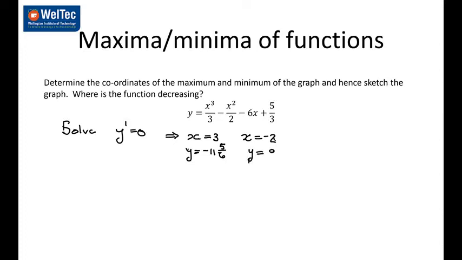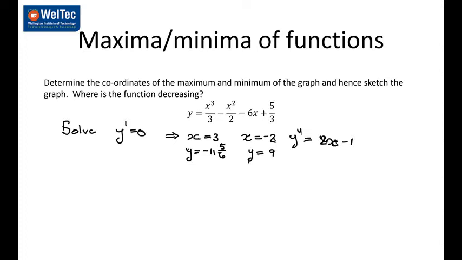Now we can see from looking at that, 9 is the maximum value of y. So we suspect that x equals negative 2, y equals 9 is the maximum, and we suspect that x equals 3, y equals negative 11 and 5/6 is the minimum. But we need to check. That means we need to find the second derivative. And the second derivative is 2x minus 1.